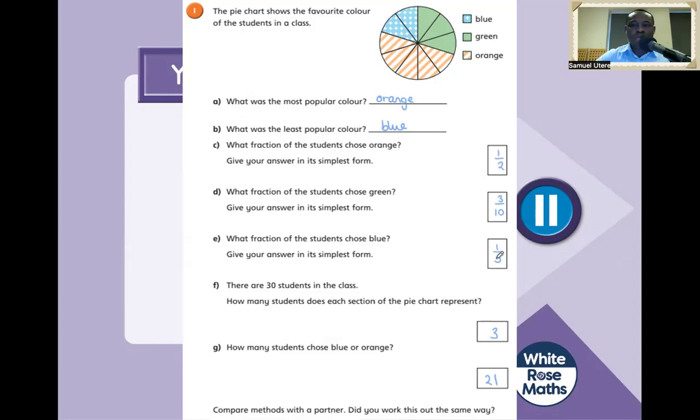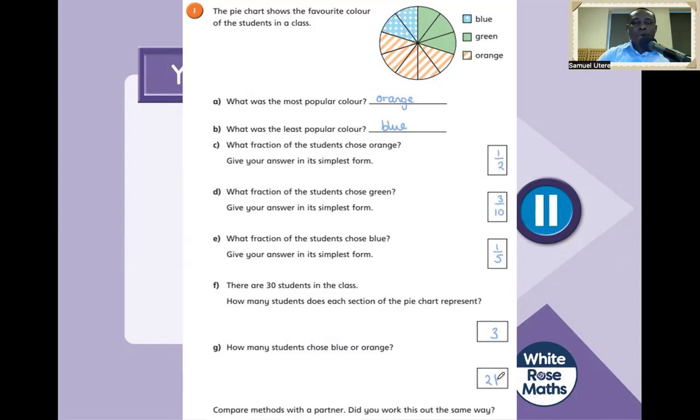And then if there are 30 students in a class, how many students does each section of the pie chart represent? You do 30 divided by 10. And then how many students chose blue or orange? So blue or orange. You have 1, 2, 3, 4, 5, 6, 7. So if each part represents 3 students, then 7 will be 3 times 7. 7 of those parts will be 21 students.